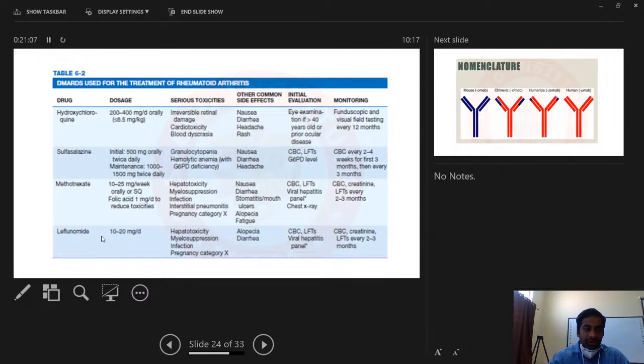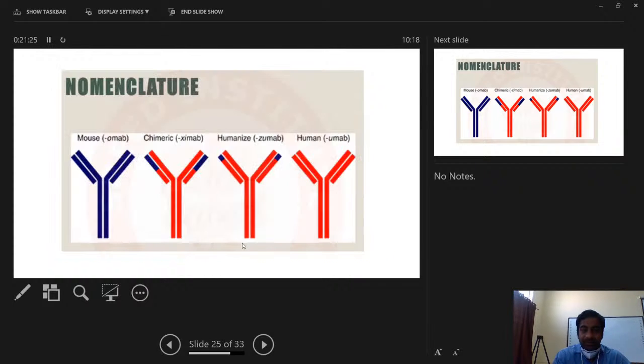Then coming to leflunomide, if the patient is not tolerant to methotrexate, you can give leflunomide. This is also very rarely used. More commonly used are HCQ, methotrexate, and steroids. The dose is 10 to 20 mg per day. This is also hepatotoxic and a pregnancy category X drug. It can cause alopecia and diarrhea.